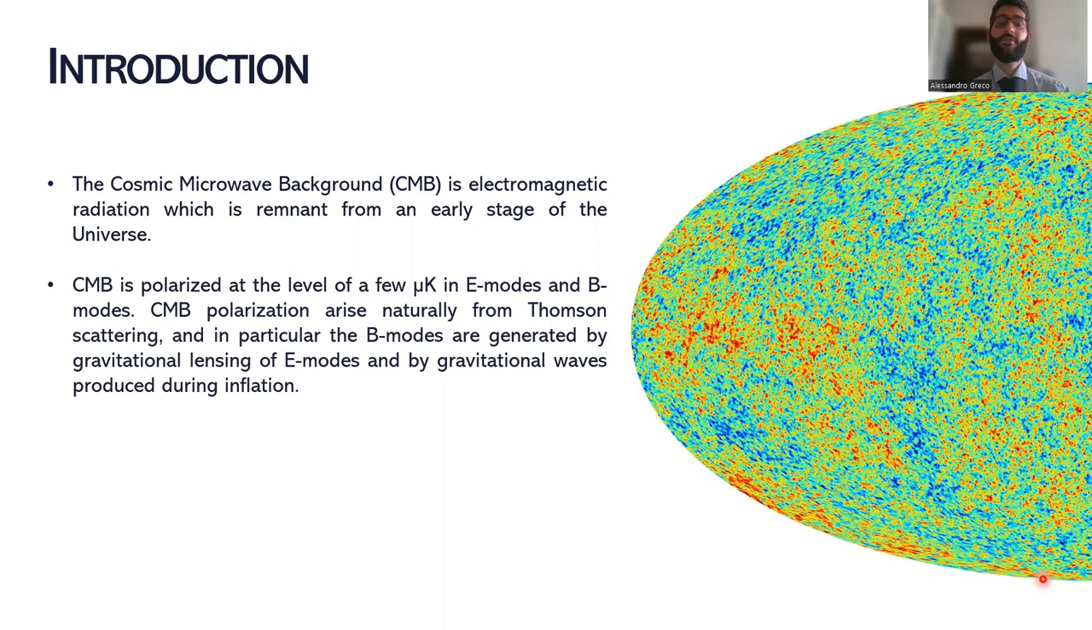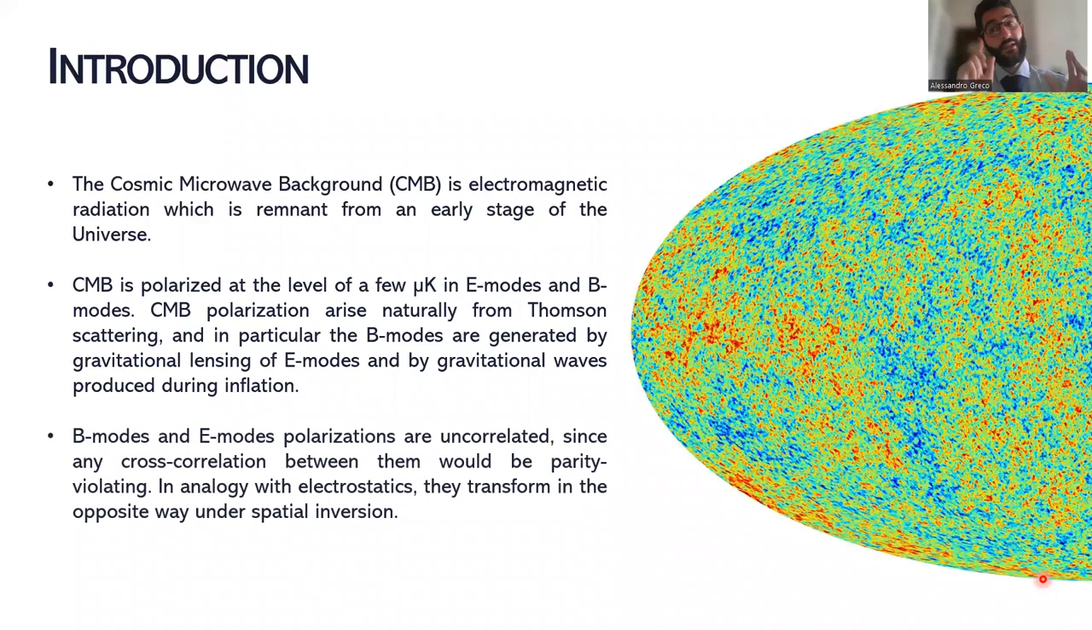And you know, the main physical process which induces CMB polarization is the Thomson scattering. In particular, B modes of CMB polarization are a smoking gun of inflation because they are generated by gravitational lensing of E modes, but also, primordially, by gravitational waves produced during inflation. So that's why they are so important.